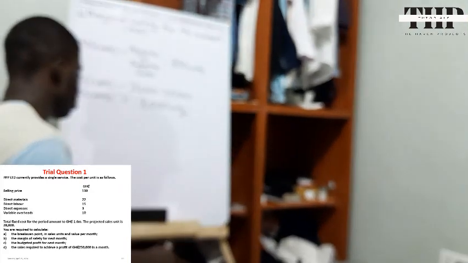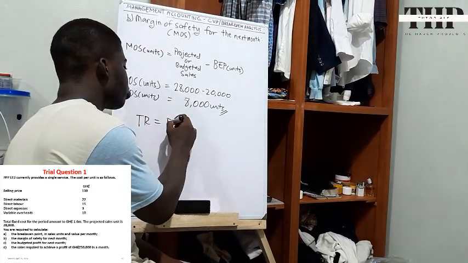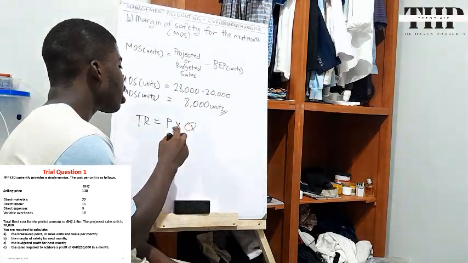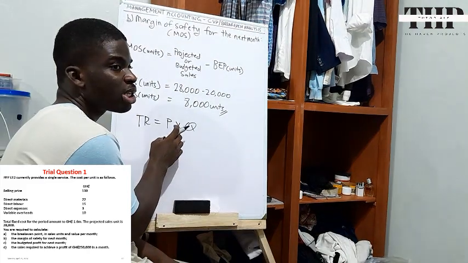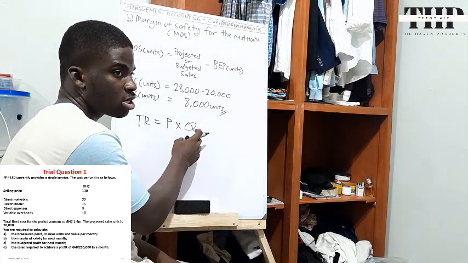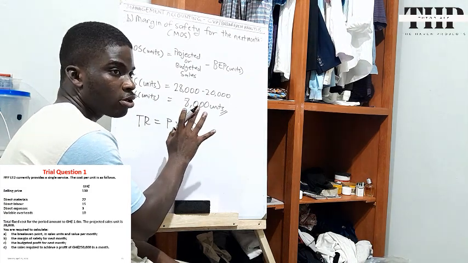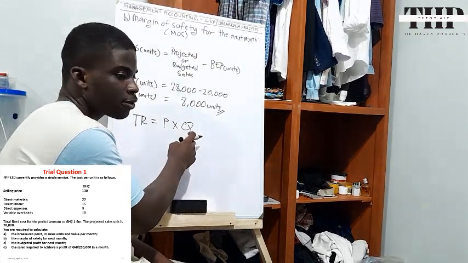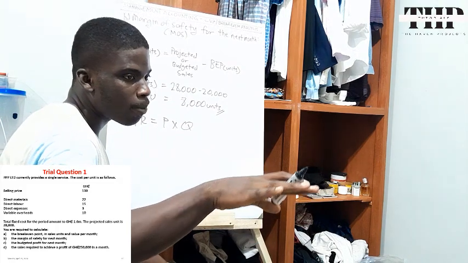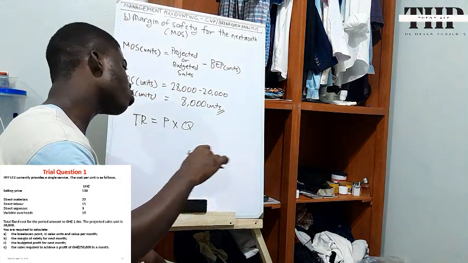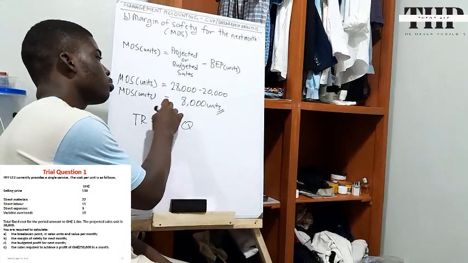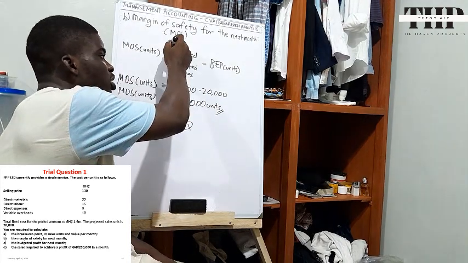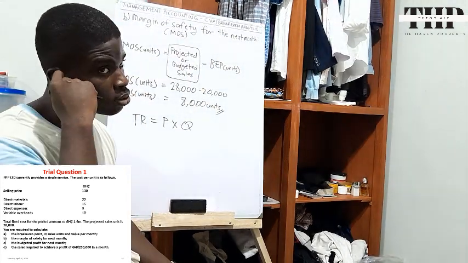So what's the formula for total revenue? Yes, P times Q. That's price times quantity, right? But in this instance, it will be the selling price per unit times the quantity. I'm bringing this formula up because I want to ask which quantity would we use? It says budgeted profit, right? So you have to use the projected sales for it.